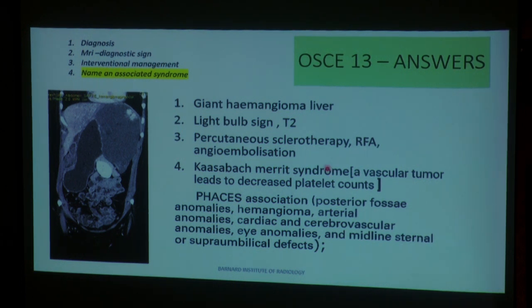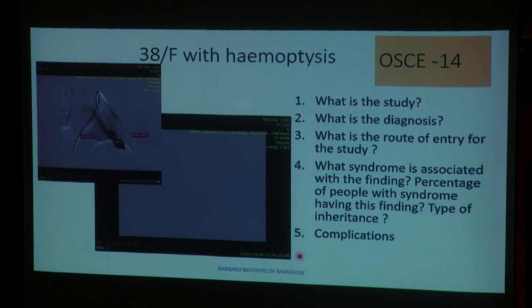The syndromes associated are Kasabach-Merritt, where there is decreased platelet count leading to bleeding, or the PHACES association, not with liver hemangioma, but hemangiomas elsewhere in the body, especially the face, where you get posterior fossa anomalies, hemangiomas, arterial anomalies, cardiac and cerebrovascular anomalies, along with eye anomalies, sternal defects, and supraumbilical defects.